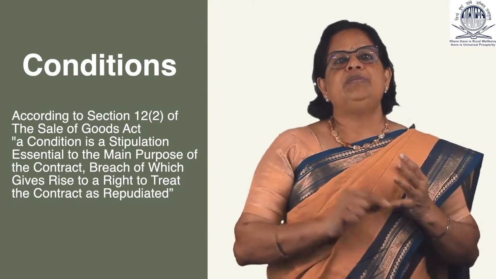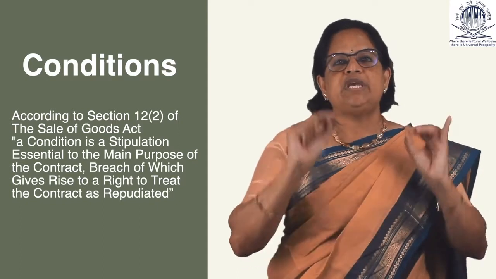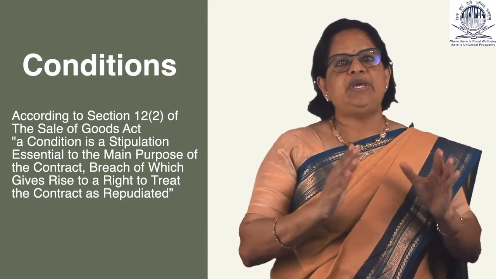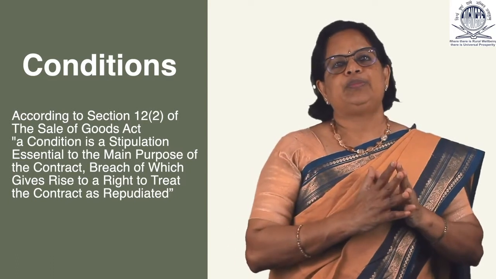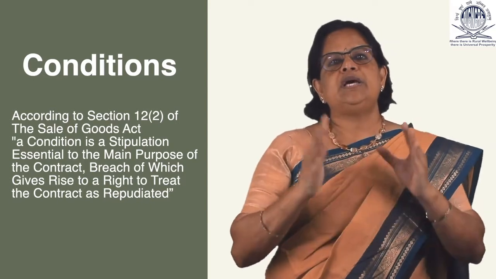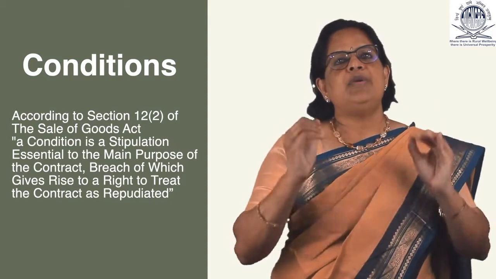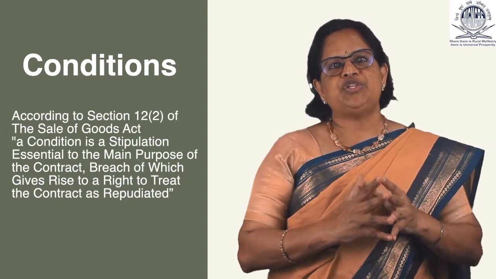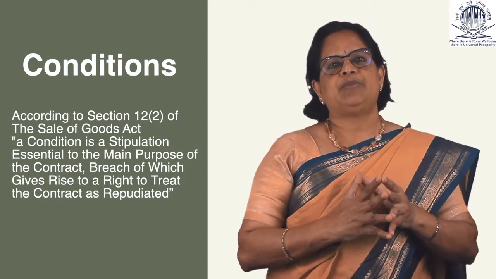For example, Mr. A wants to purchase a car from Mr. B, which can give a mileage of 20 kilometers per liter. Mr. B, pointing at a particular car, says that this car will suit you. Later, Mr. A bought the car but found that this car has a mileage of only 15 kilometers per liter. This amounts to a breach of condition because the seller made the stipulation which forms the essence of the contract, and hence it's a breach of condition.